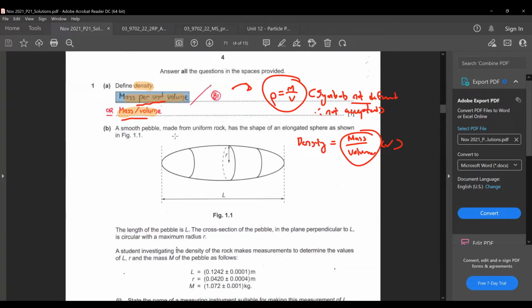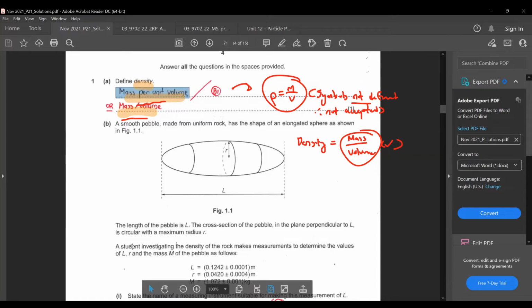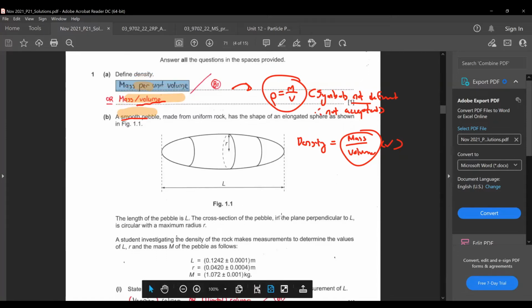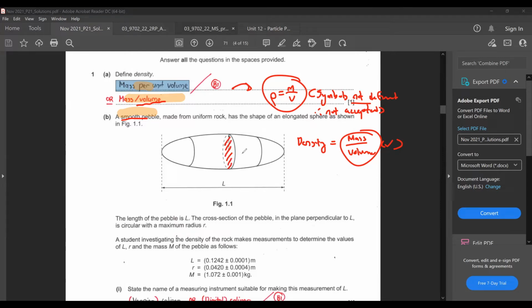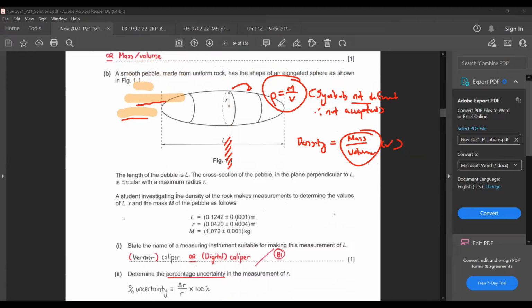Okay, so for B, you have a small pebble made from uniform rock that has the shape of an elongated sphere as shown in figure 1.1. The length of the pebble is L. The cross-section of the pebble in the plane perpendicular to L is circular with a maximum radius of R. When we're talking about the cross-sectional area, we're talking about this. Okay. The student investigating the density of the rock makes measurements to determine the values of L, R, and M of the pebble as follows.